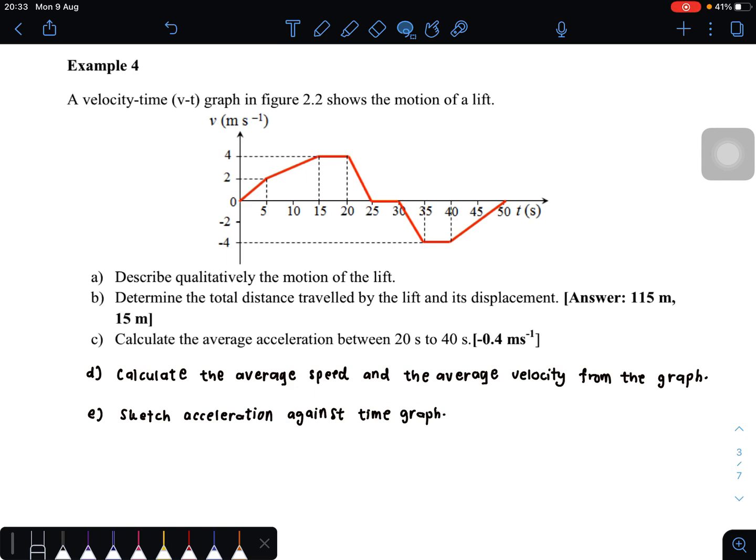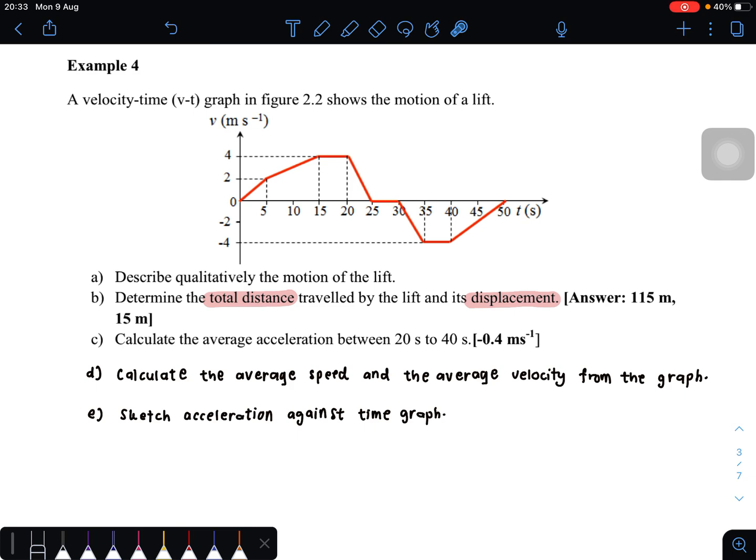Okay, next one we look at question B. Determine the total distance traveled by the leaf and its displacement. So we want to find total distance and also total displacement. Remember, to find the distance and displacement, you have to calculate the area under the graph.